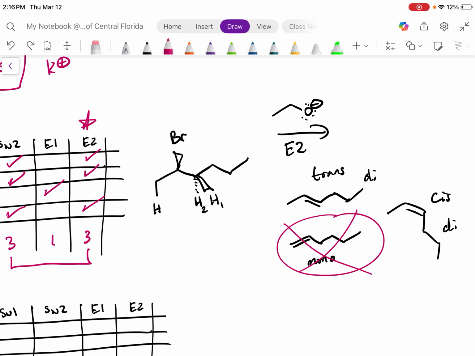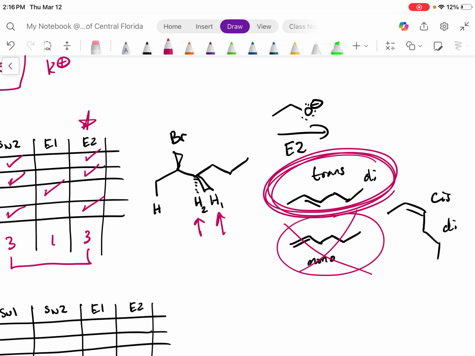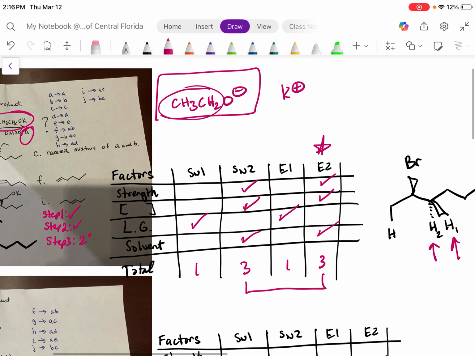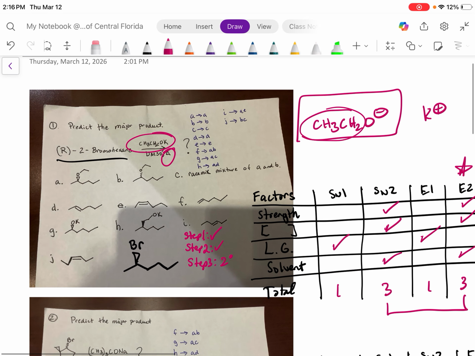Now between the trans and the cis, which one is going to be preferred? That is going to be the trans product right there because we have options. H2 is going to give us the trans product, whereas H1 will give us the cis product. And so that leaves us with an answer choice of D right there.